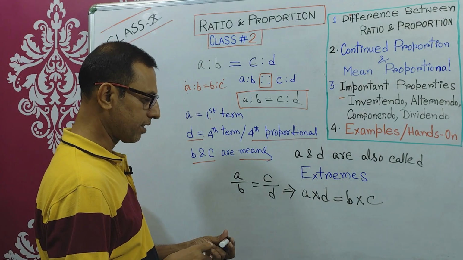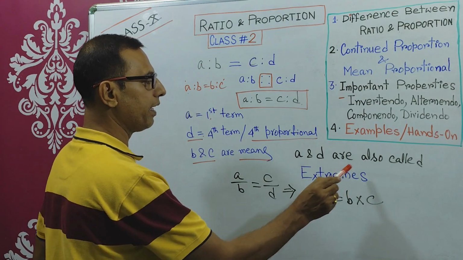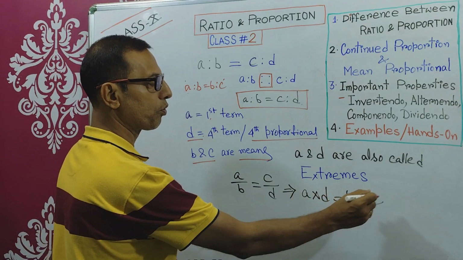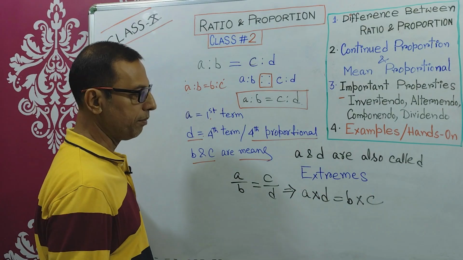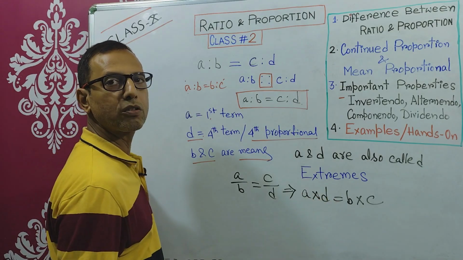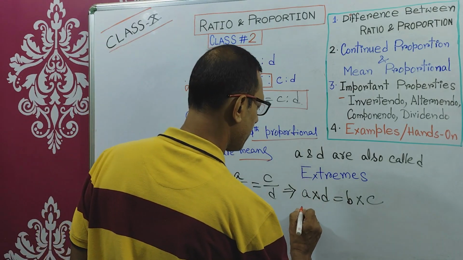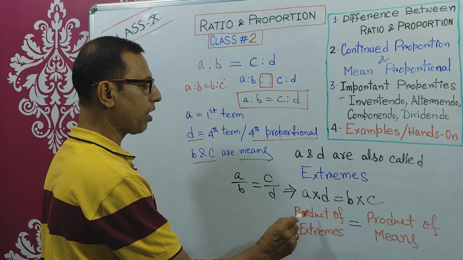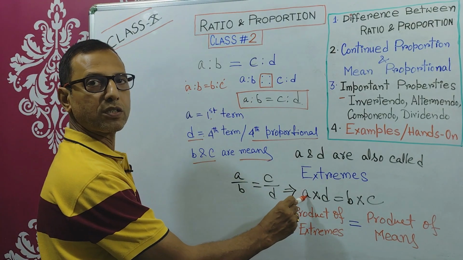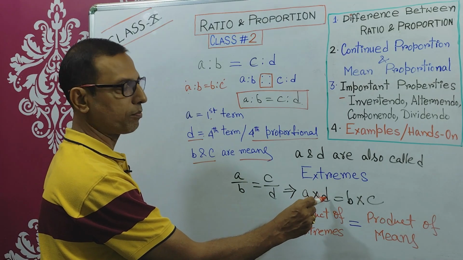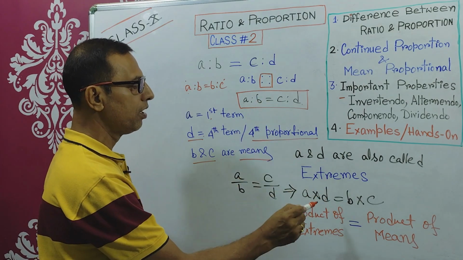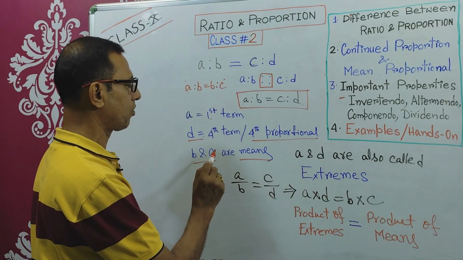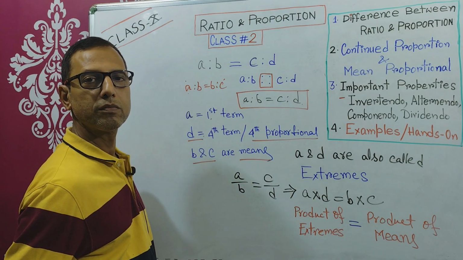That means A and D, these two are extremes. So product of extremes equals product of means. In proportion, product of extremes equals product of means. Let's say, then what can we write? We can say product of extremes. A is the first extreme, D is the last extreme, the fourth one here in this example. So product of extremes equals product of means, because B and C are called means.